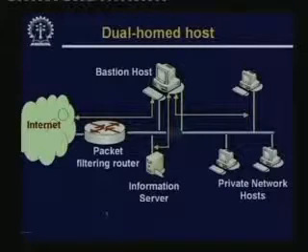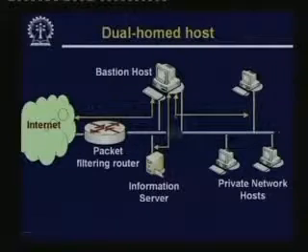Now let us come to the second configuration. Here we are talking about a dual homed host. Dual homed host means a host or a computer with two network connections, two network ports. So now we are making the bastion host dual homed. There will be two network cards, so it can be connected to two different networks. What we are doing here is physically separating the network. There are two networks now, okay.